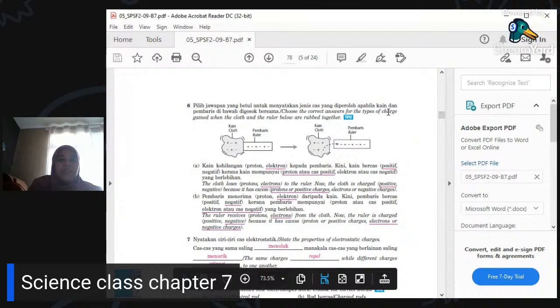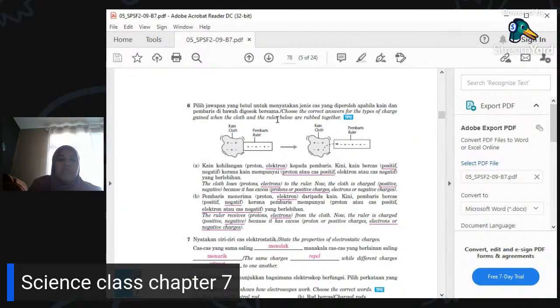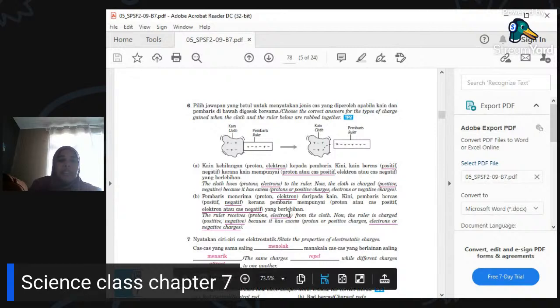Choose the correct answer for the type of charge gained when the cloth and the ruler below are rubbed together. So when we rub the cloth and the ruler, the cloth will lose the electron to the ruler. The cloth is charged positive because it has an excess of positive charges. The ruler will receive the electron from the cloth, so now the ruler is negative because it has extra electrons, or negative charges.